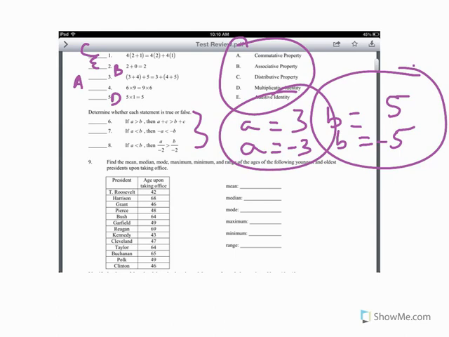Mean, median, mode, maximum, minimum, and range. Mean is the average. Median is the middle. Mode is the most often ones. Maximum is just the highest number. So in this case, the highest number I believe is 69. And the minimum I believe is 42. And then the range is just 69 minus 42. So whatever the biggest one is, whatever the smallest one is, just subtract and find the range, and whatever that gives you.